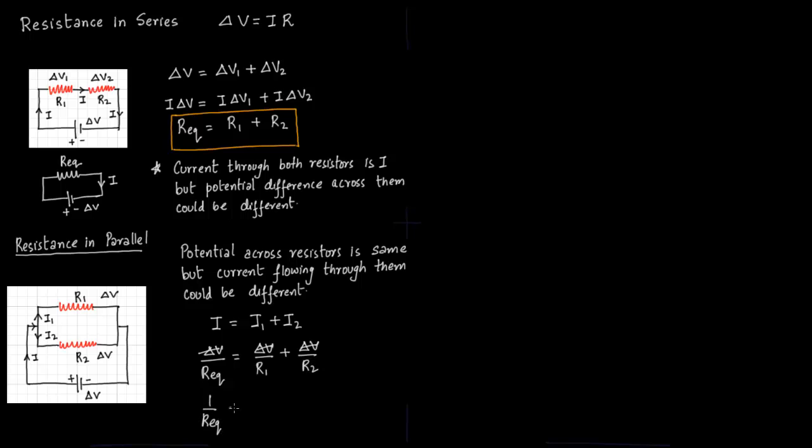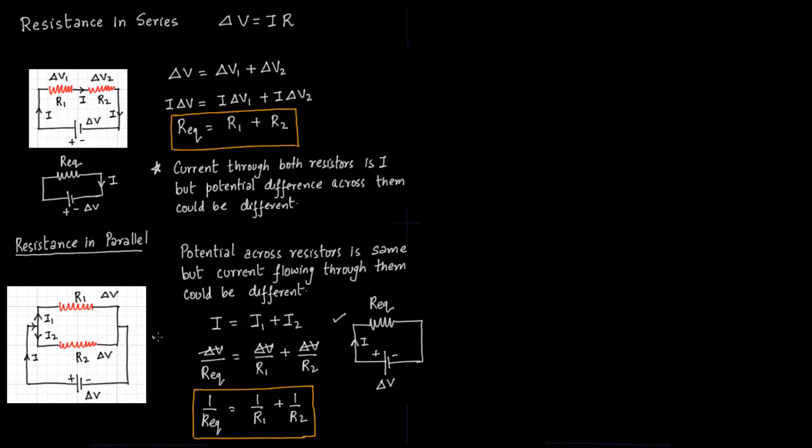You cancel out delta V. You get the equivalent resistance. 1 over equivalent resistance is equal to 1 by R1 plus 1 by R2. So this is the equivalent resistance for two resistances connected in parallel. So instead of the circuit in parallel, you could draw a simple circuit like this, and this R equivalent is equal to the two resistances which have been connected in parallel. So this circuit is the same as this circuit in terms of resistance. So we can extend this formula to n resistors connected in parallel also. So in that case, 1 by R equivalent would be equal to 1 by R1 plus 1 by R2 plus 1 by R3 plus 1 by R4 and so on.